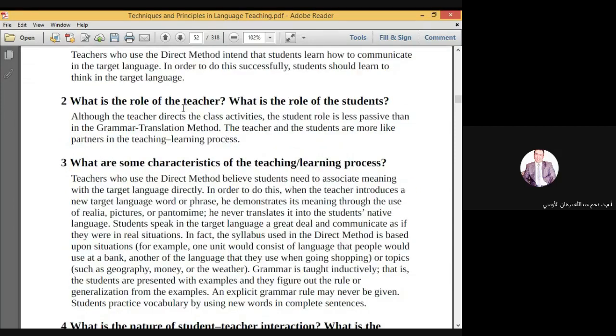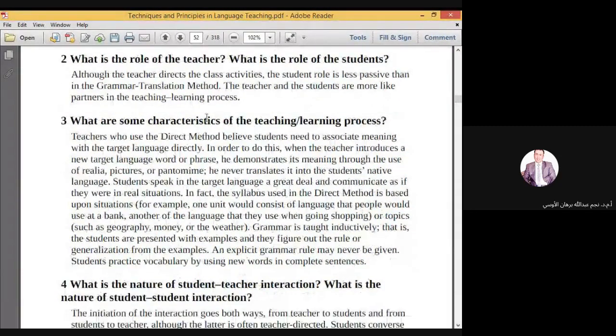What is the role of the teacher? What is the role of the students? Although the teacher directs the class activity, the student role is less passive than in the grammar translation method.